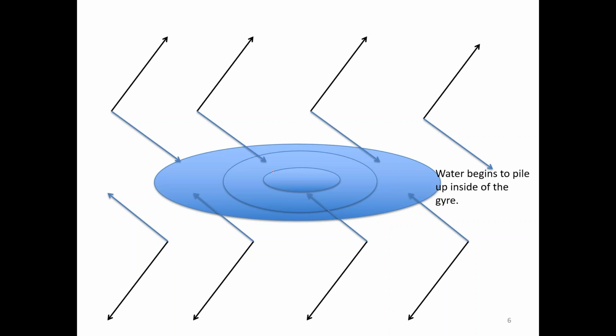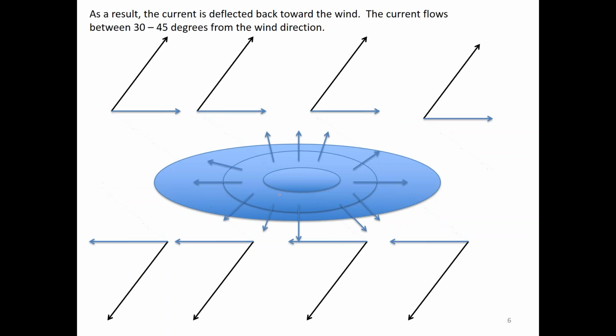And what happens whenever water piles up? Well, does water like to be piled up? No, water likes to be a flat surface. So water begins to flow out from that pile. But that flow of water out from this pile, which is driven by gravity, deflects the flow that was originally perpendicular to the wind due to the Coriolis effect alone.